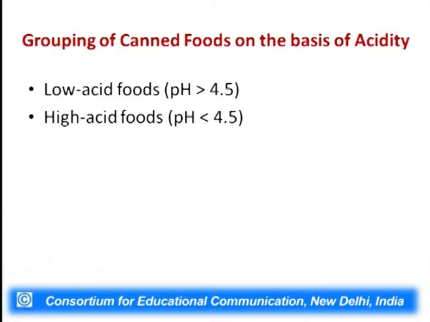Based on the acidity or pH, canned foods are divided into two broad groups. One is low acid foods. Low acid foods have a pH greater than 4.5, and high acid foods have a pH less than 4.5. So, these are the two major groups of canned foods based on the acidity.